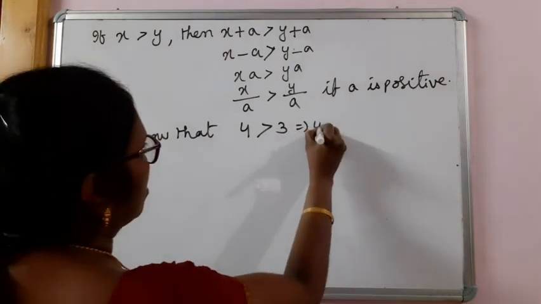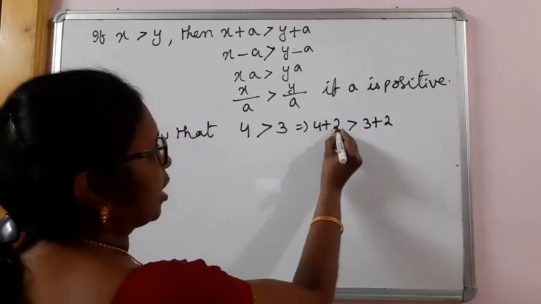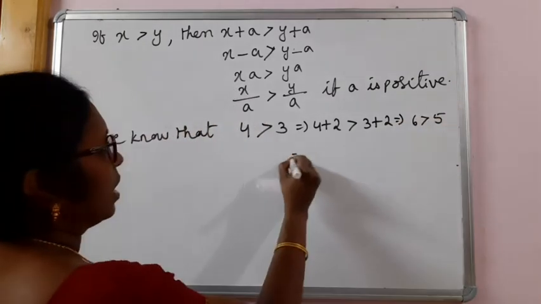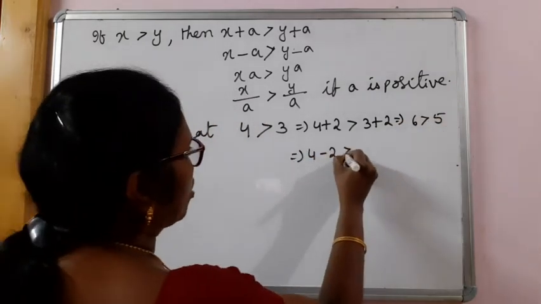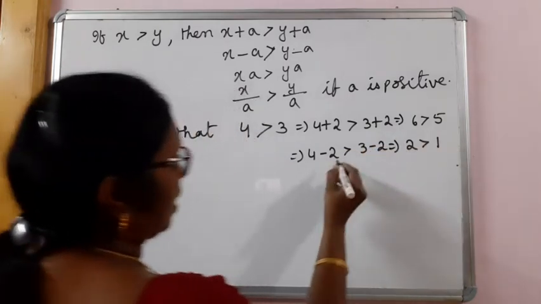This implies 4 plus 2 is greater than 3 plus 2. 4 plus 2 is 6, is greater than 5. Yes or no? Same way, 4 minus 2 is greater than 3 minus 2. 2 is greater than 1.